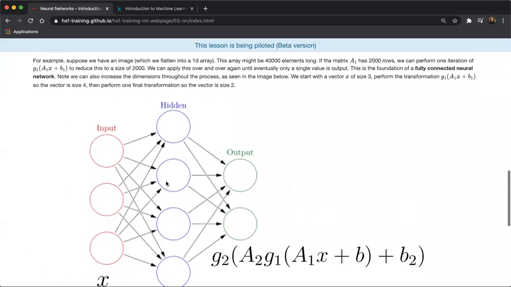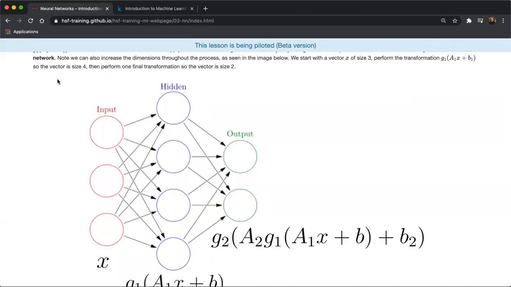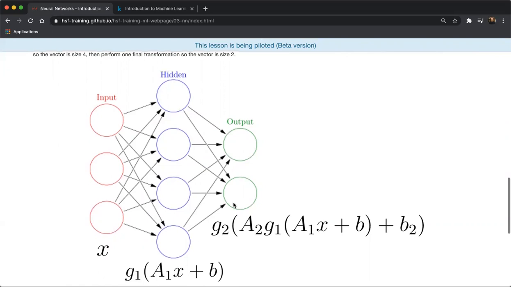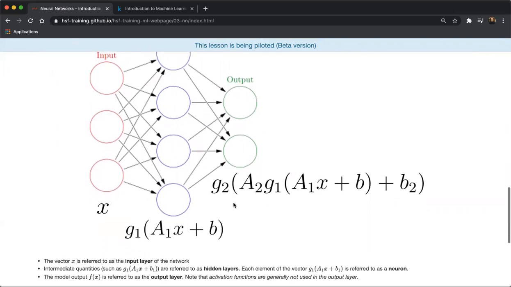Now we're going to talk about what it means to have a fully connected neural network. In this example, we start with a vector of size 3, x. That's called the input. Then perform the operation g1 of a1 x plus b to give the next layer, a hidden layer, and then another operation on the output of that, g2, to give the output layer, whose size is 2.